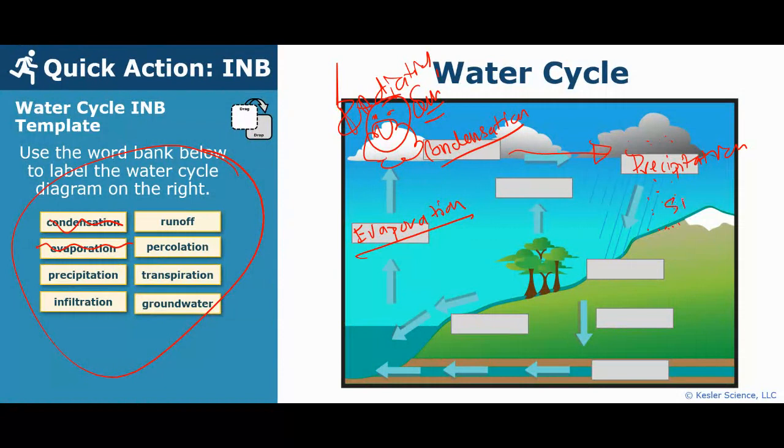So it could be snow, like up here is snow. It could be rain. It could be hail is another version of it, or sleet. And then when it rains, it reaches the ground. And what you get on the ground is sometimes you get infiltration. And infiltration happens when the water seeps into the ground. And then when the water seeps into the ground, you can get what's called percolation.